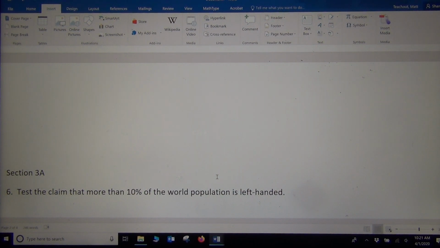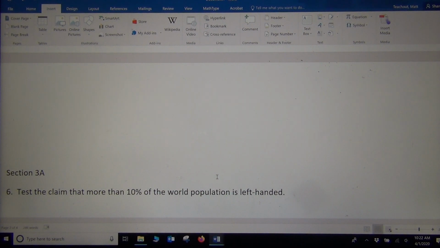Hi everyone, this is Matt Teachout with Intro Stats, and today we're looking at a problem from my book, Intro to Statistics for Community College Students. Today we're looking at section 3A, and we're looking at problem number 6.